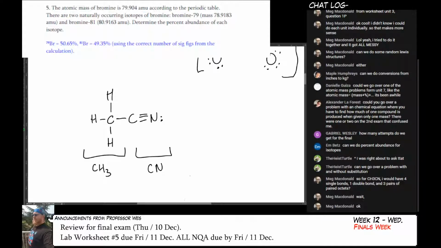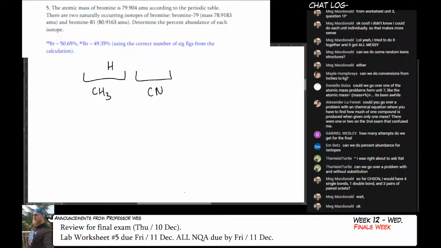All right. So the atomic mass of bromine is 79.904. There's 2 isotopes, bromine 79 and bromine 81. What's the percent abundance of each? So remember that the formula for isotopic mass is... the average mass is going to be equal to the percent abundance of isotope 1 times the mass of isotope 1 plus percent abundance of isotope 2 times the mass of isotope 2. Now I'm going to actually rename these 1s and 2s here. I'm going to rename this 79 and 81.